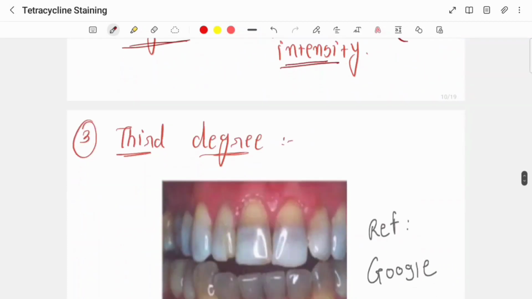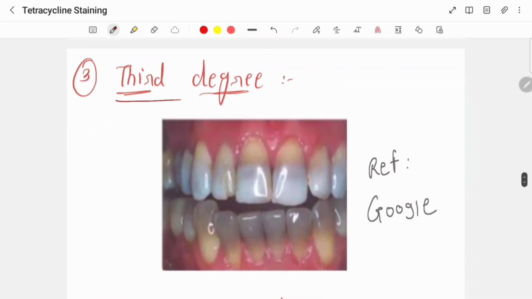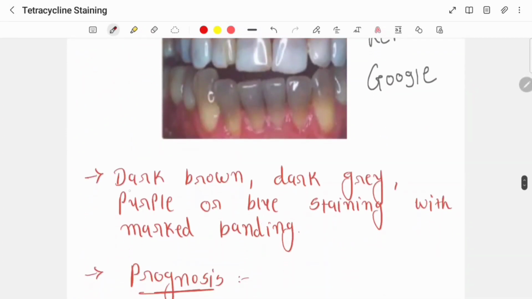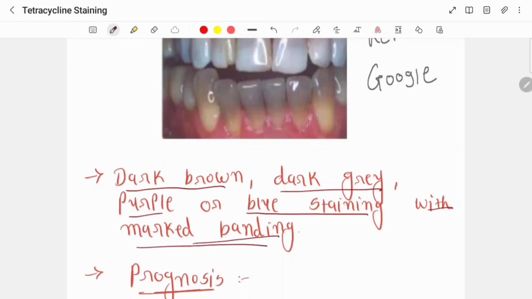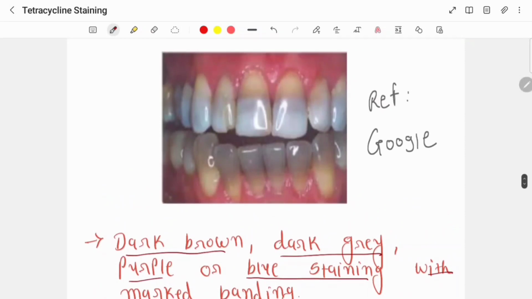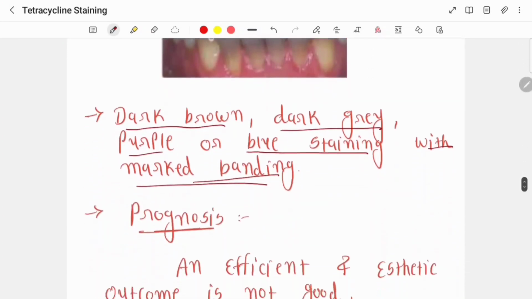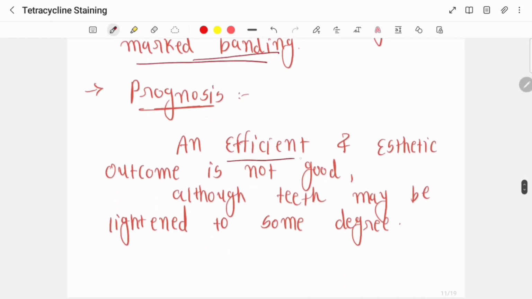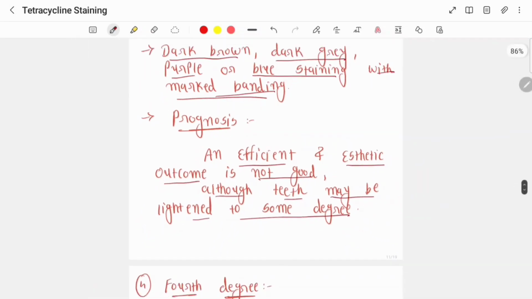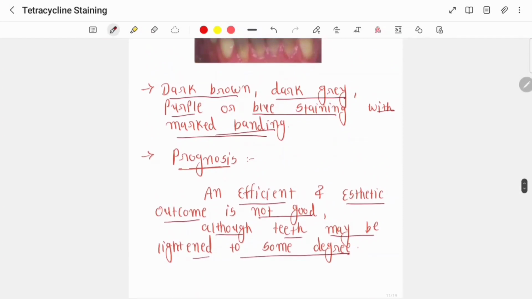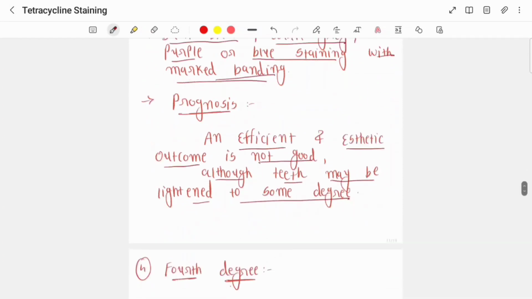Now moving to the next, which is third degree staining, in which we can see dark brown, dark grey, purple or blue staining with marked banding. So in this image you can see the banding of greyish discoloration in this degree of staining. Now if we talk about the prognosis for this, the aesthetic outcome is not good, although teeth may be lightened to some degree. In this we can go for bleaching, and after bleaching we can lighten this discoloration.